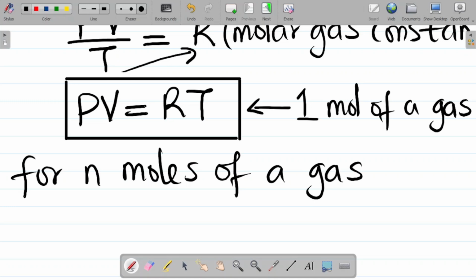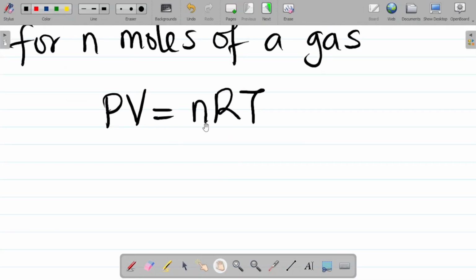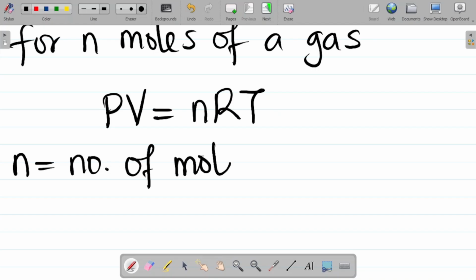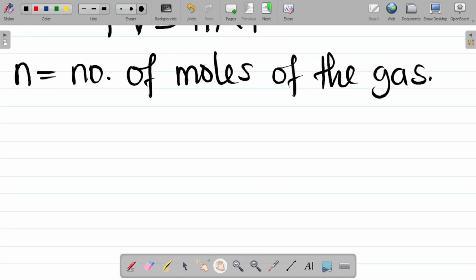For n moles of a gas, the general form of the equation will be given by PV equal to N times R times T, where N is equal to the number of moles of the gas. So if this is true, that means for n number of moles of a gas, the ideal gas equation is given by PV is equal to NRT.